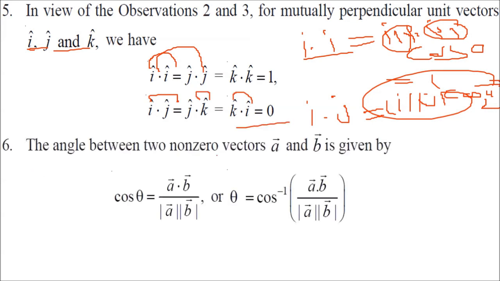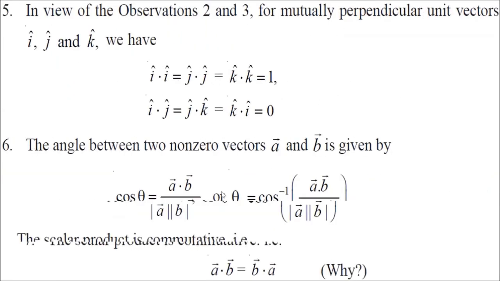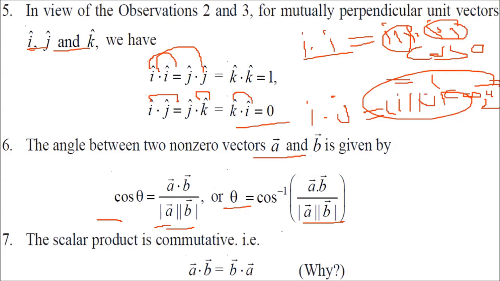So the angle between two non-zero vectors A and B will be given like this. Cos theta is A dot B by the magnitudes of A and B, and theta is nothing but cos inverse of A dot B by the magnitudes of A and B. And see, A dot B is AB cos theta, B dot A is again AB cos theta, where A and B are magnitudes. So magnitude can be commuted. That is why A dot B is equal to B dot A.